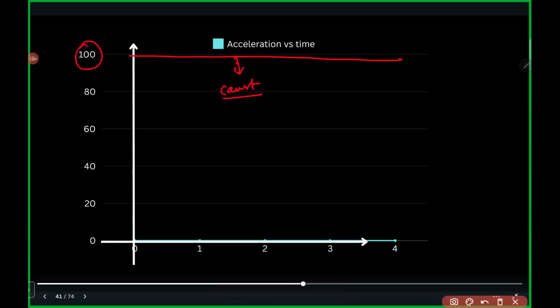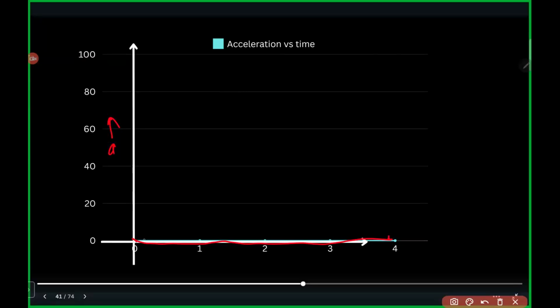So if you're going to draw the acceleration versus time, it is going to be on the x-axis itself, because if you take this as the acceleration axis, this point is representing acceleration equals 0.